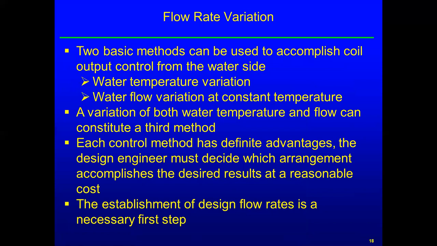Okay, so two basic methods can be used to accomplish coil output control from the water side. We can vary the temperature of the water at constant flow rate, or we can vary the flow rate at constant temperature. In reality, we can do combinations of this, but when you start learning the control theory, you typically just consider one.